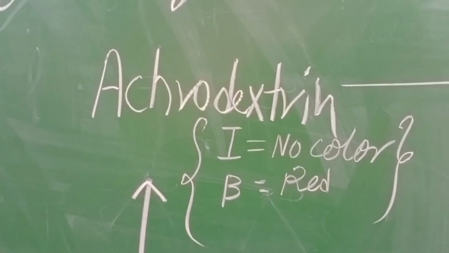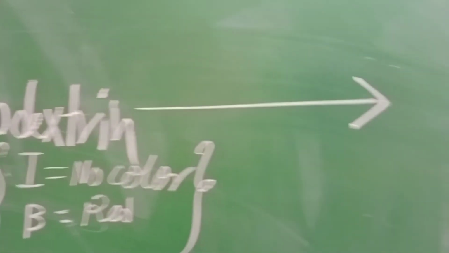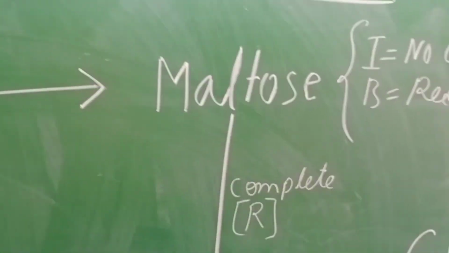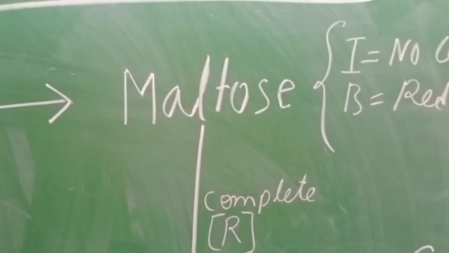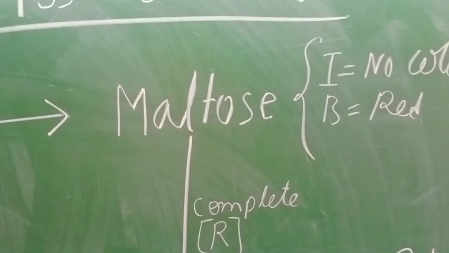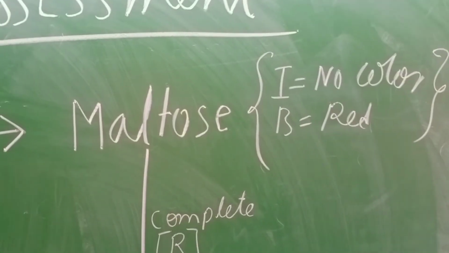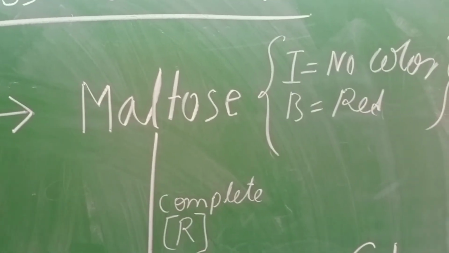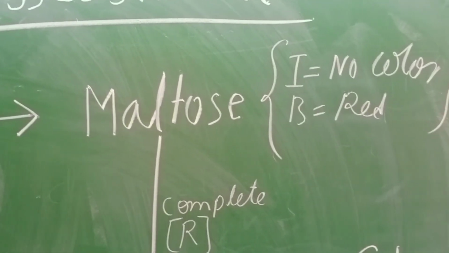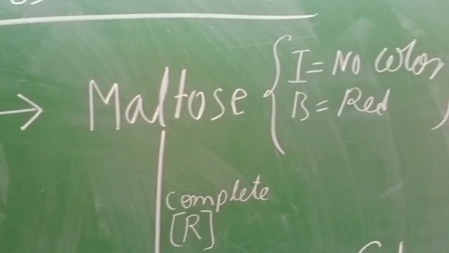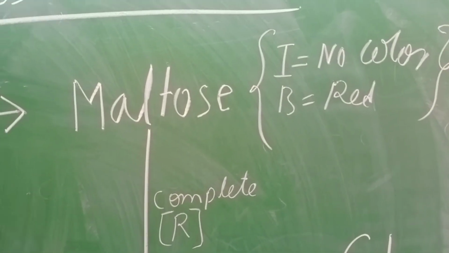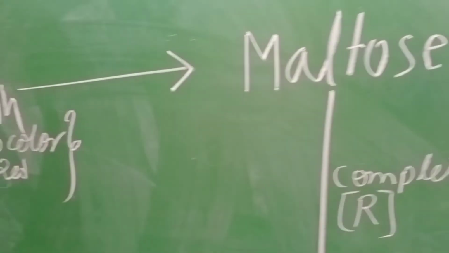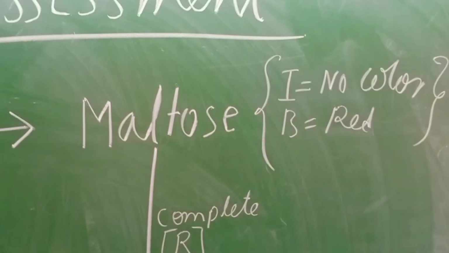the Benedict solution. So once the reaction progresses further, the acrodextrin is converted into a disaccharide molecule, that is the maltose. So maltose is a disaccharide molecule, and you can see here that maltose, which is a disaccharide, once treated with the iodine, gives no color. So no color is produced by the maltose when it's treated with the iodine. However, we are able to get the red color with the Benedict reagent.